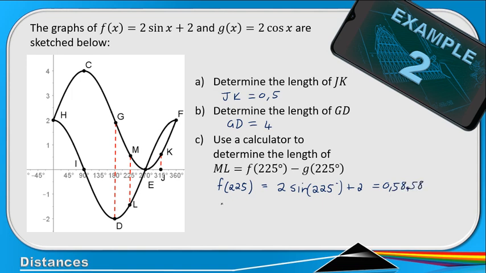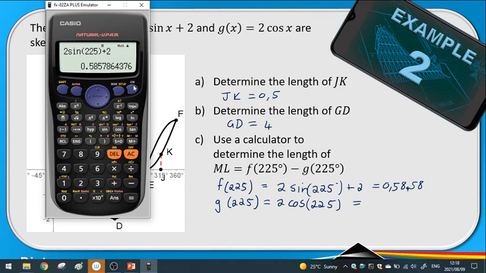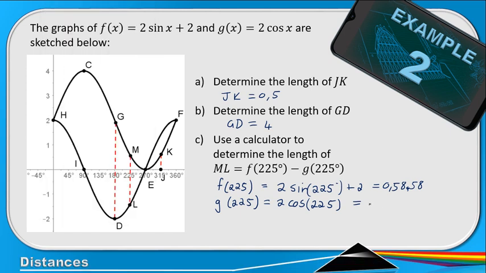All right. Then at g, at that x coordinate, we substitute 225 into 2 cos x, and we type that into the calculator. 2 cos 225 gives us negative 1,4142.